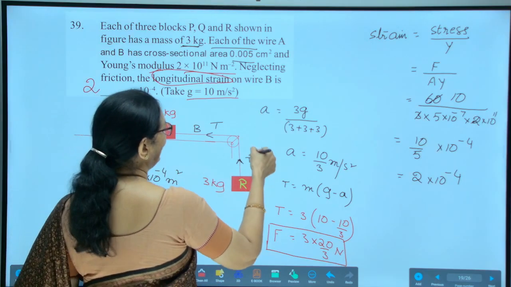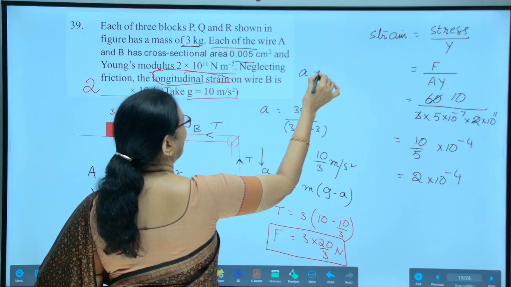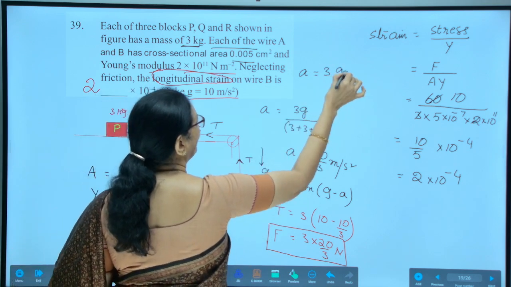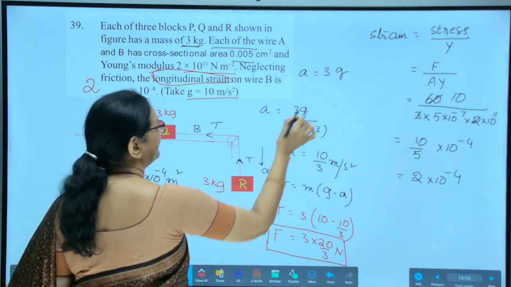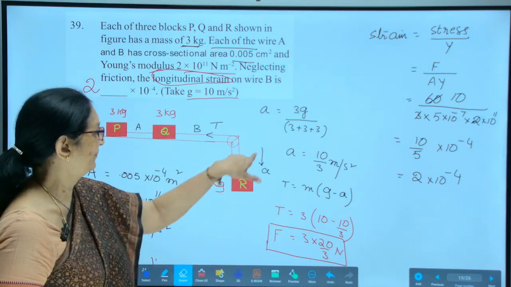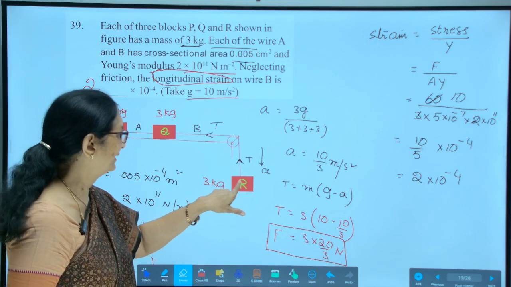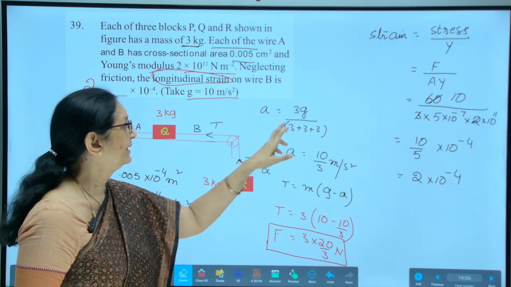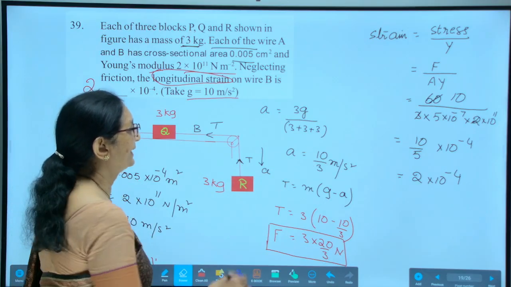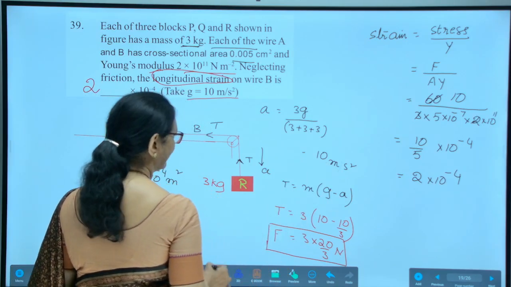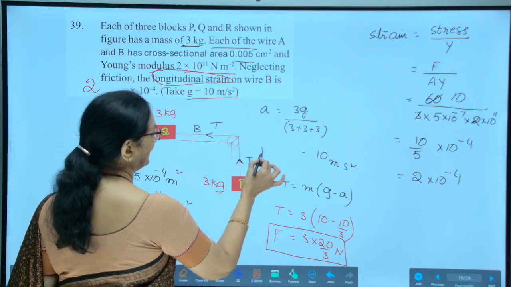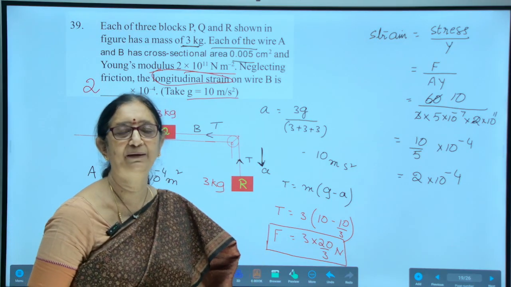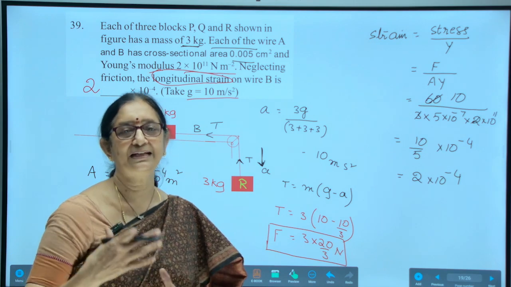See here, acceleration of this will be net force divided by total mass. Net force is equal to the weight of the hanging block, that is 3 into g, divided by the total mass of the system, 3 plus 3 plus 3. So it becomes g by 3, 10 by 3 meter per second square. So when it is given a downward acceleration, the tension developed in the supporting rope will be m into g minus a. That is from the free body diagram.